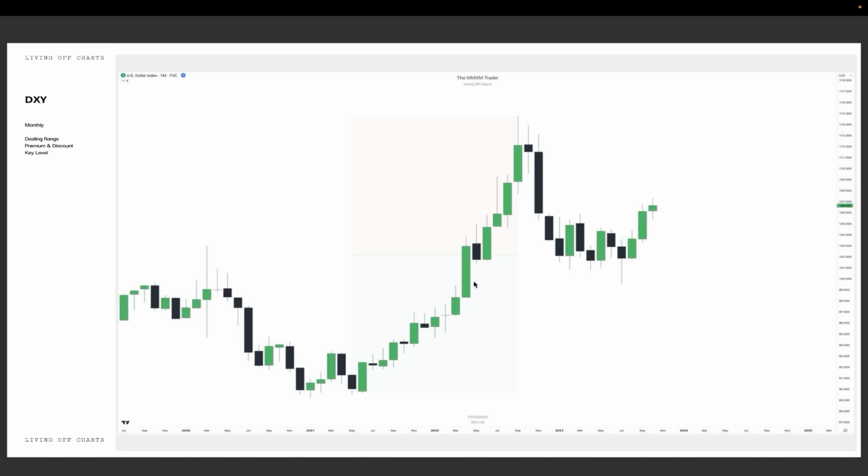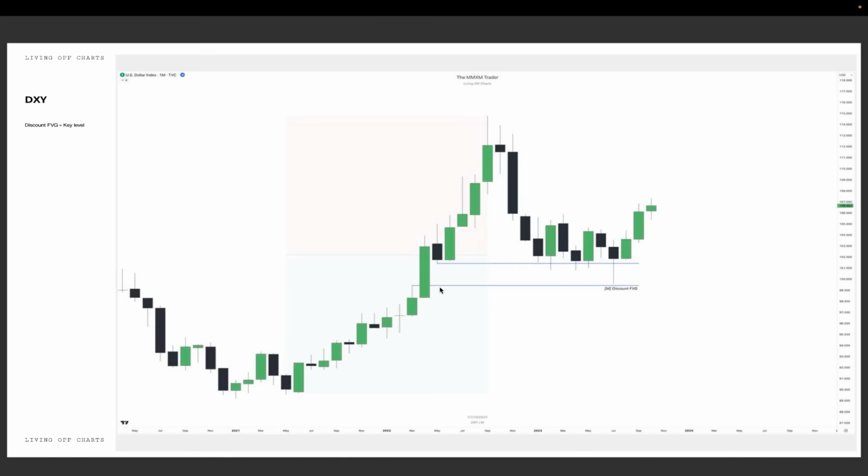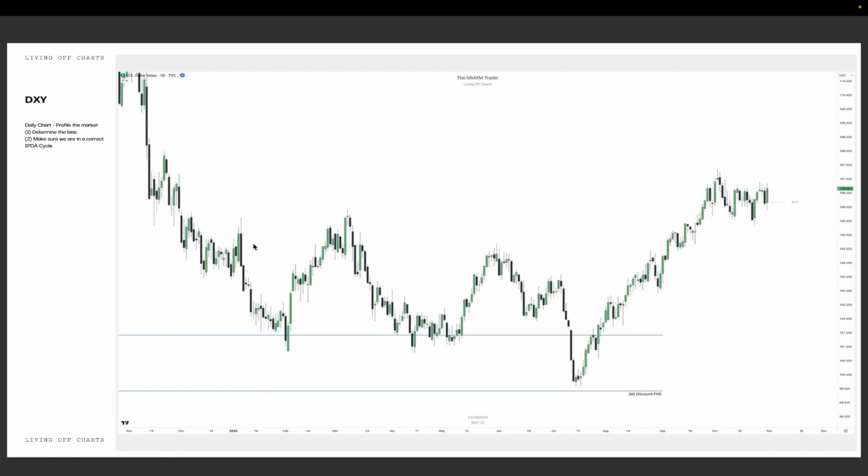So we have right here, as you can see, a fair value gap here. You can see price trades down into this FVG in discount, and then on a daily chart we're going to drop down lower here, and we're going to be looking at a few things. We're going to be trying to profile the market here, determine the bias, and make sure we are in a correct IPDA market cycle for the next upcoming quarter. And we can determine that by looking at the previous quarter's price action.